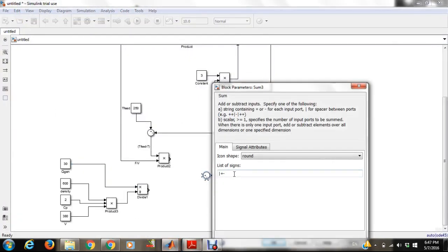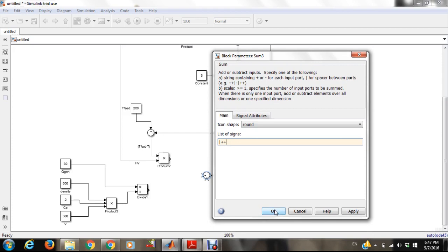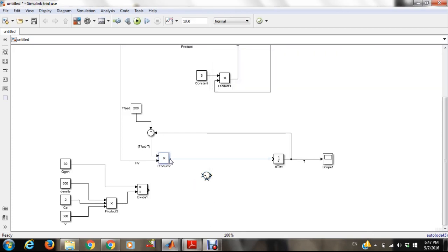I'm just going to change the signs to both positive. First inlet is from the product, and the second one. And there you have it. I connected the addition of the first part of the equation to the Q generated over density and CpV into the dT over dt to find the temperature.